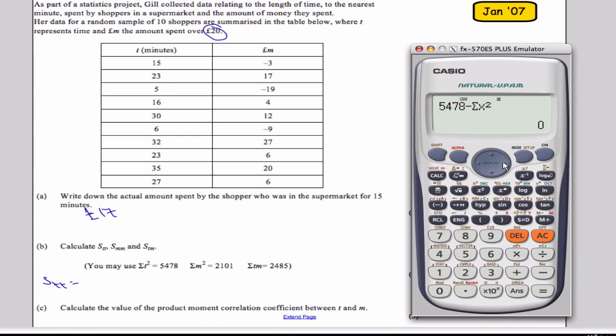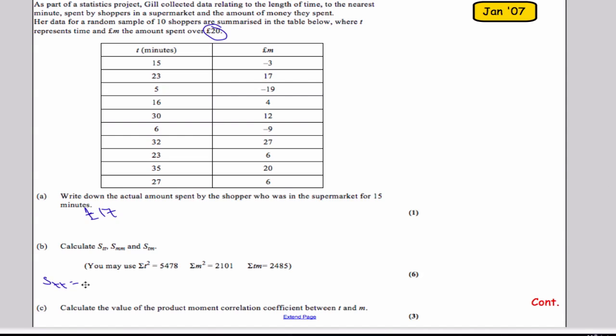by n. Again, you can write all of this down. Sum of T squared divided by n, which in this case is 10. So we get 983.6.